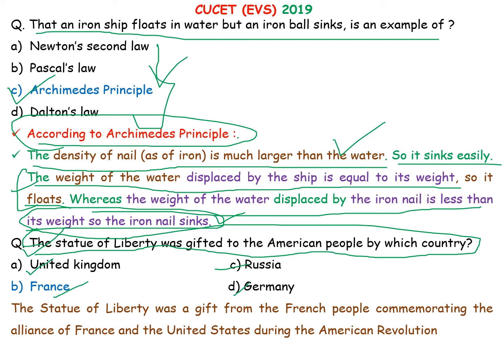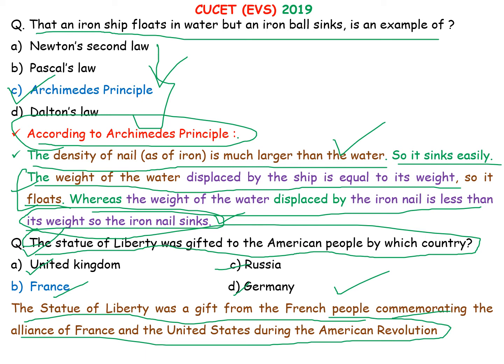As we know, the Statue of Liberty was gifted by the French people, commemorating the alliance of France and the United States during the American Revolution. So during the American Revolution, France and the United States joined together. At that time, the French gifted the Statue of Liberty. So the answer will be France. This is the answer.